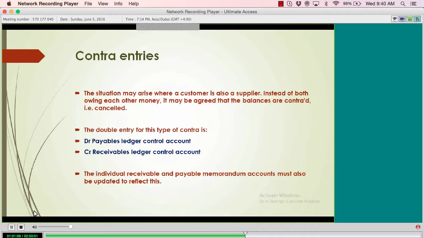As I said, there may be certain situations where the supplier and the customer are the same. You are buying goods from me, and I also supply goods to you. So there can be what we call contra entries from the payables ledger to the receivables ledger. I put one entry because I'm supplying you 500,000 worth of raw materials, but I'm buying from you 700,000 worth of finished goods. So the net amount I have to pay you is 200,000. Rather than I paying 700 and you paying me 500, we set off. We do that through the control account contra entry, and we show only a 200,000 net balance. That is what we do in the contra.